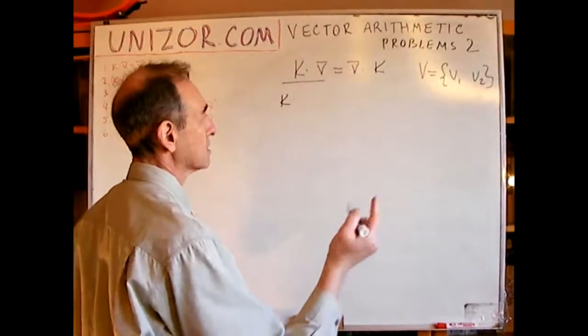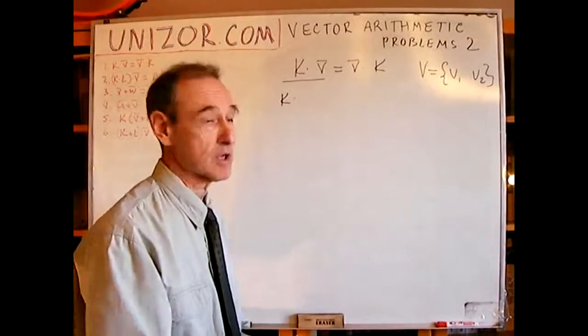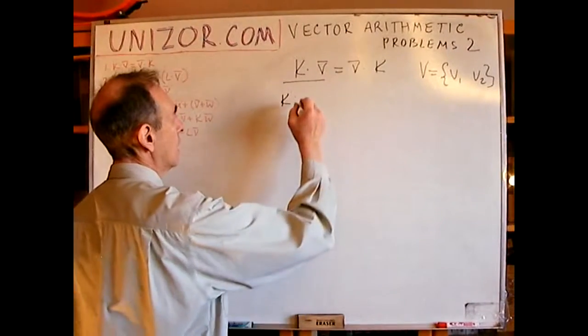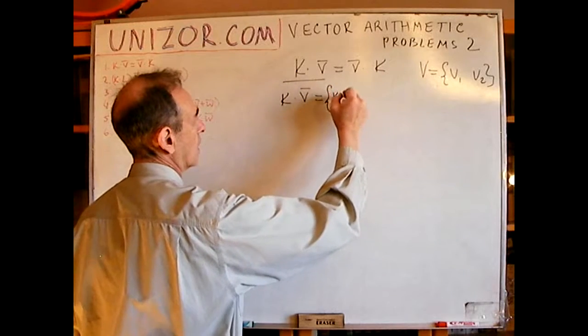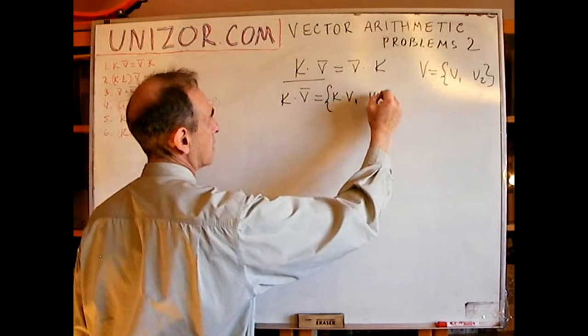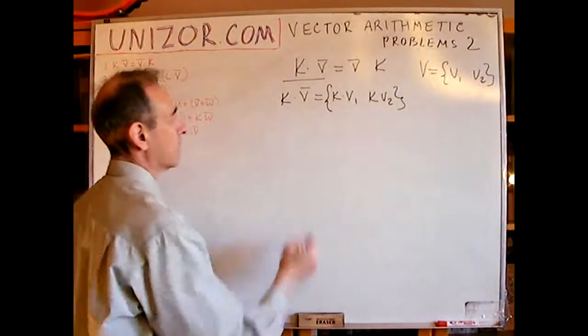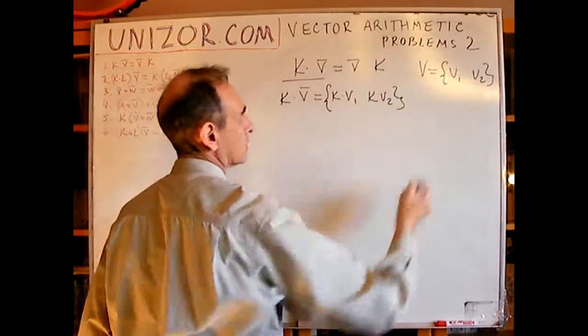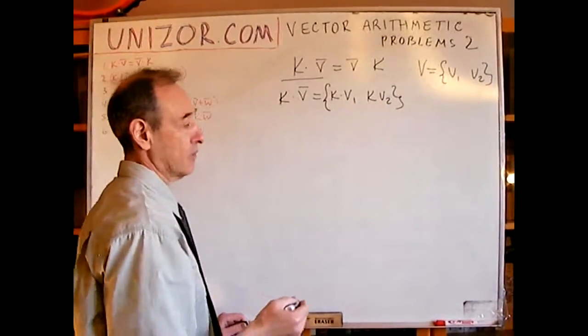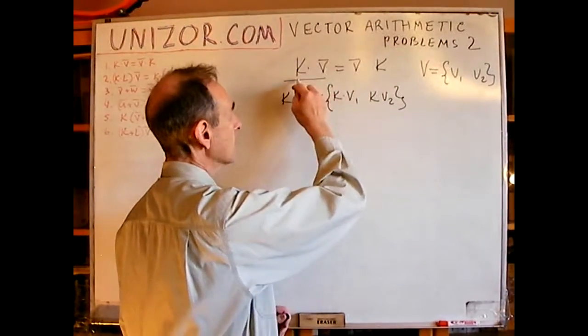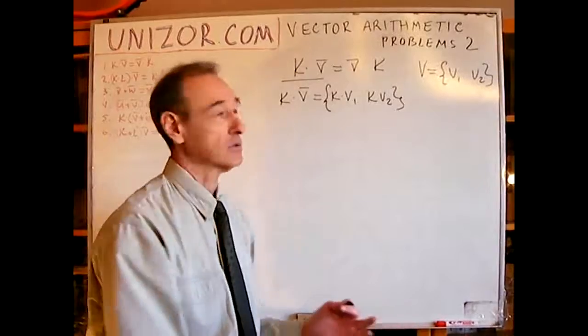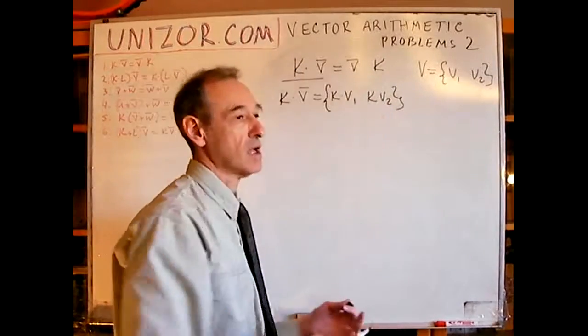Three-dimensional would be exactly the same, and actually n-dimensional would be exactly the same. So k times v is equal to (k v1, k v2). Multiplication by a vector is multiplication of these. Now, what is multiplication of a constant by a vector we were talking about? What is multiplication of a vector by the constant?